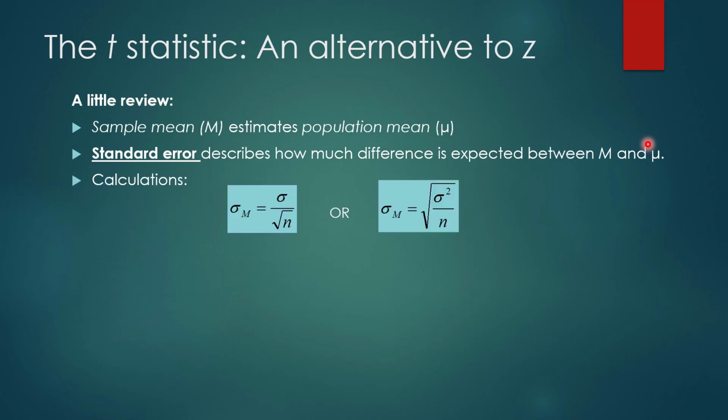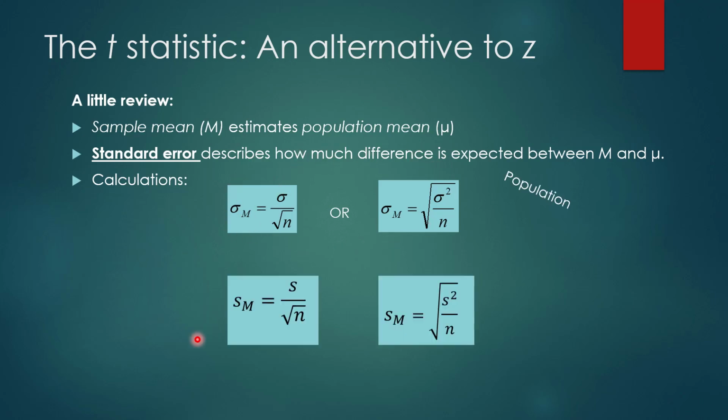In terms of calculations, this is what we've been working with for the population, and this is what we're going to be working with for a sample. These alphabetic letters, the s, are just replacing that Greek sigma. So don't worry, these are really not new calculations, just different letters for the same thing.